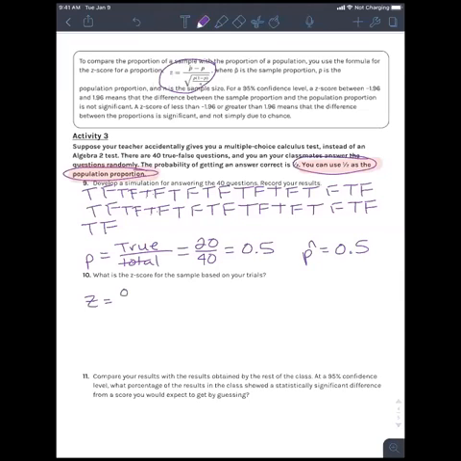So for mine, it's 0.5 minus 0.5 over the square root of 0.5 times 1 minus 0.5 over 40. Yours is probably going to have a different value here, here, and here. Does that make sense? So go ahead and calculate yours and then tell me based on that z-score if it's significant or not. So the same thing goes for significance. If it's bigger than positive 1.96 or smaller than negative 1.96, it's significant. If it's in between them, then it's not significant.